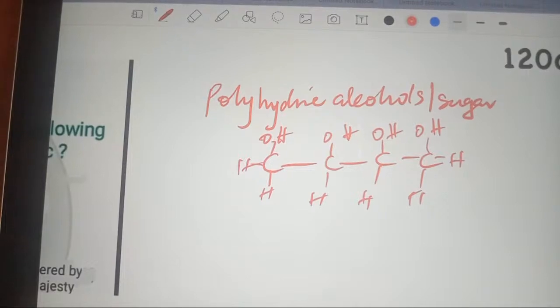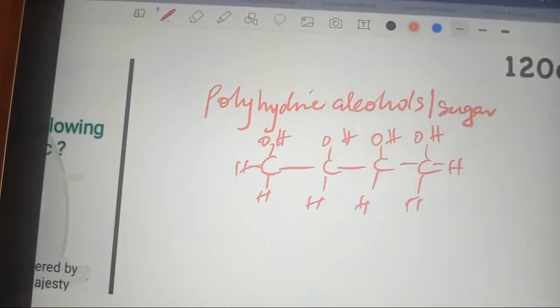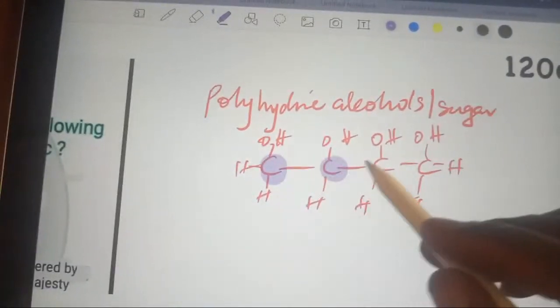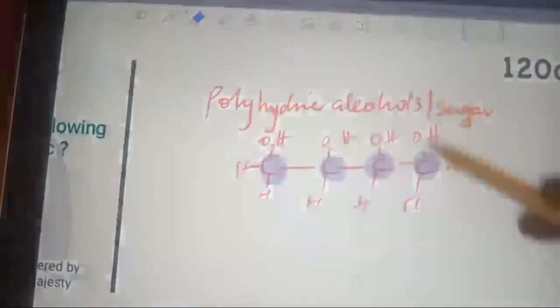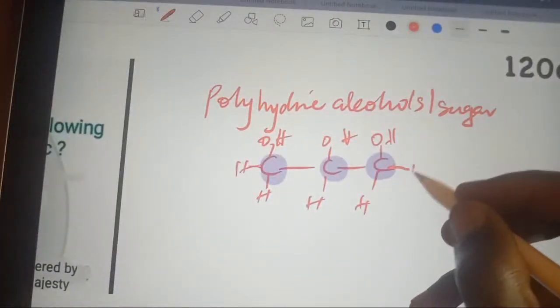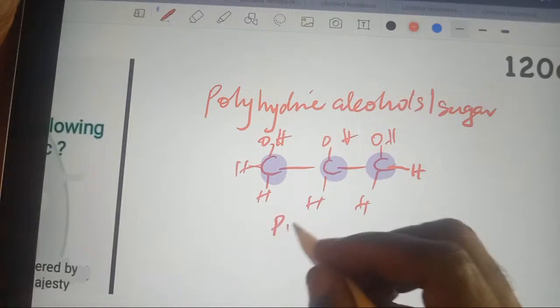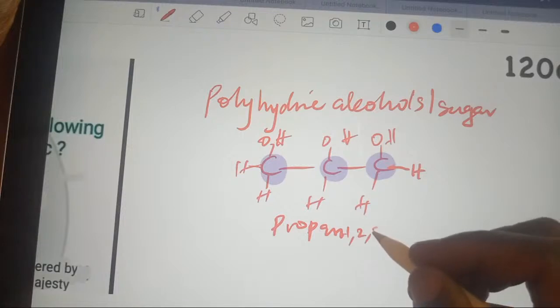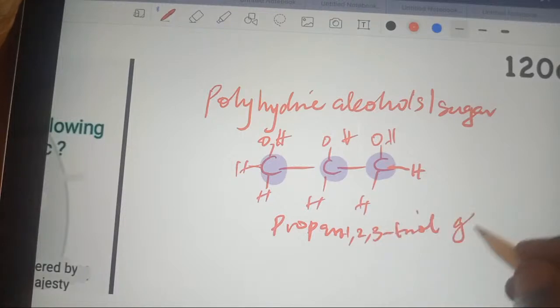So a polyhydric alkanol is not just an alkanol that has more than one OH. No, it is an alcohol that has OH attached to all the carbon atoms. As you can see on the screen, this carbon has OH, this has OH, this has OH. Then, using the common one we know, I'll clean off one group here. If this compound is in existence, as we all know, it is called propan-1,2,3-triol, otherwise known as glycerol.